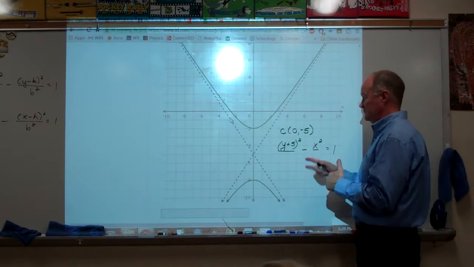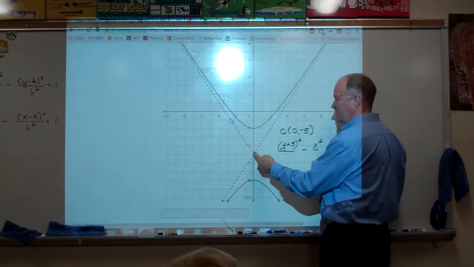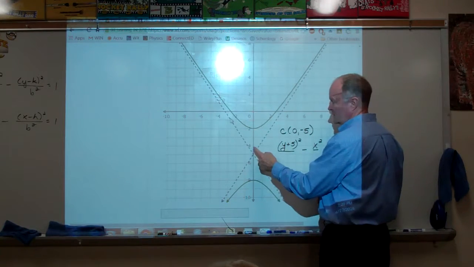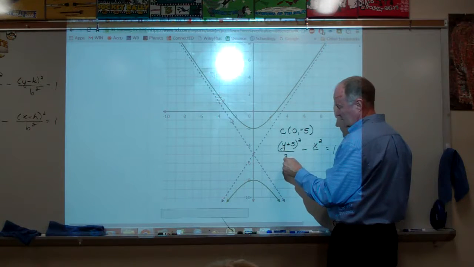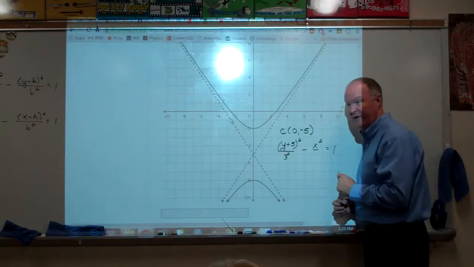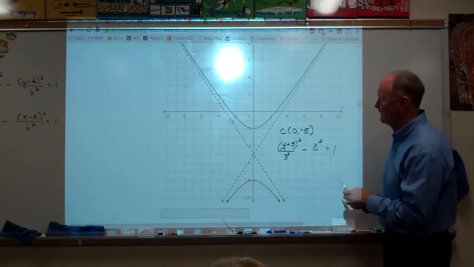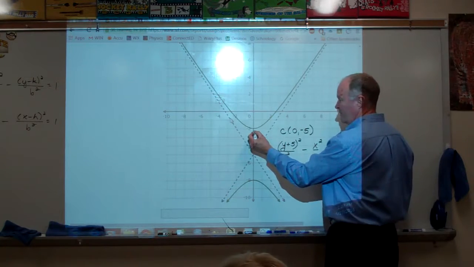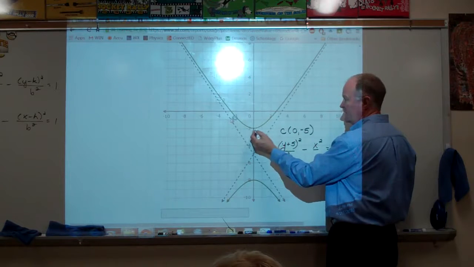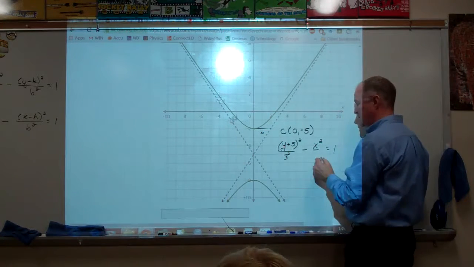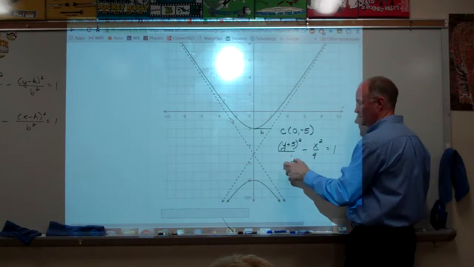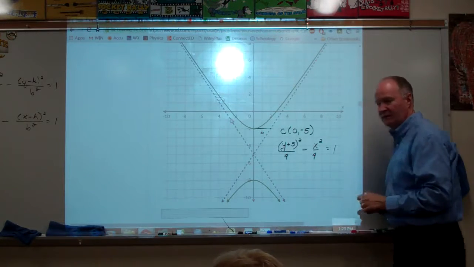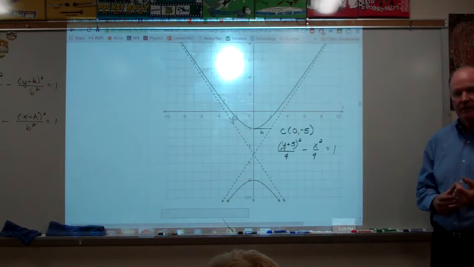Now, A is always the distance from the center out to the vertex. 1, 2, 3. Or 9, right? Then from the vertex to the asymptotes is B. That's 2, so there's going to be 4. And that's the way that works.